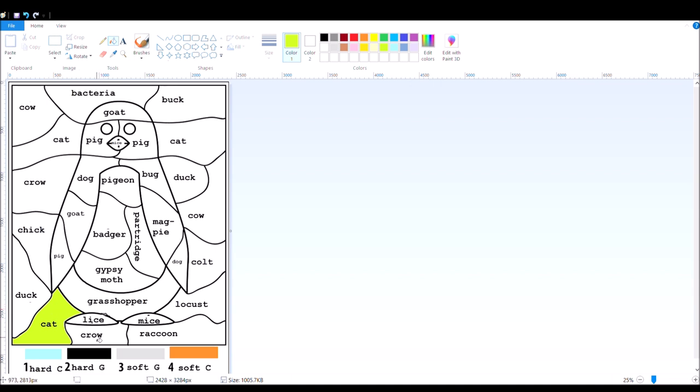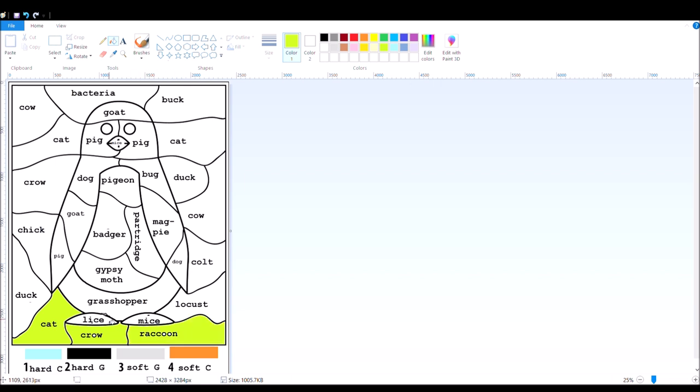Let's go to the next one to the right, crow. C-R-O-W. We know that there's an R after the C and it's not an exception, so this one too will be light blue. Next animal, raccoon, R-A-C-C-O-O-N. There's two C's. One is followed by a C, one is followed by an O. Neither is followed by an I, E, or Y, so it's a hard C and is therefore light blue.